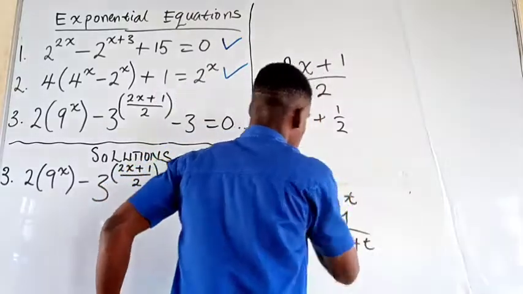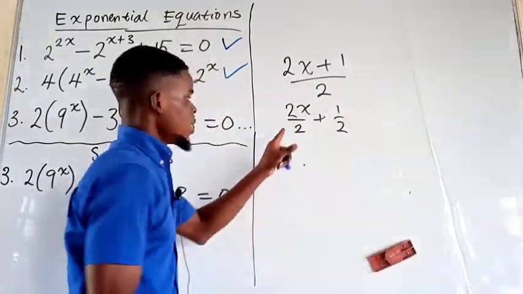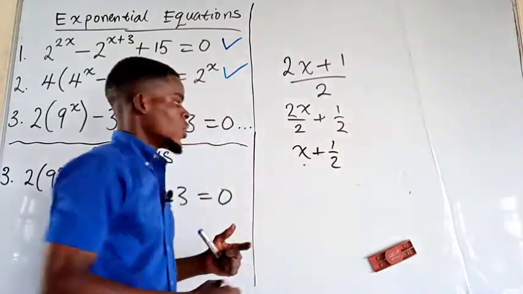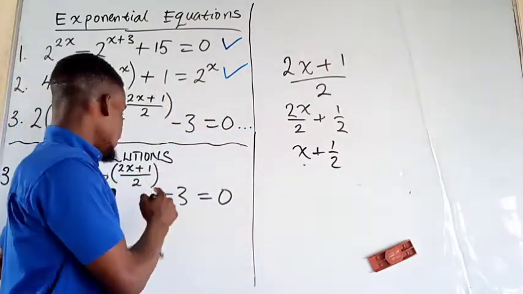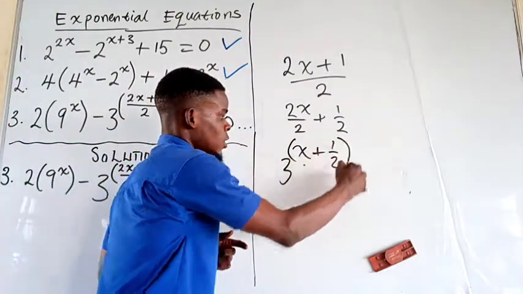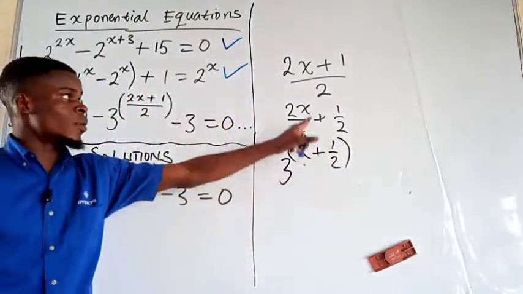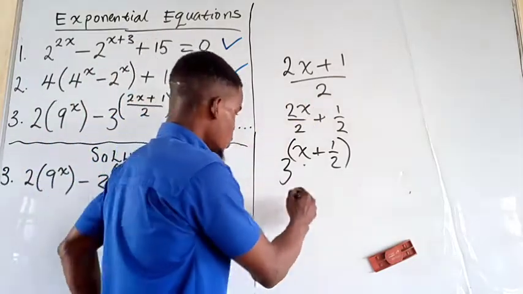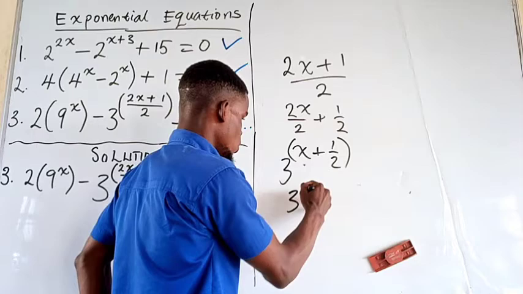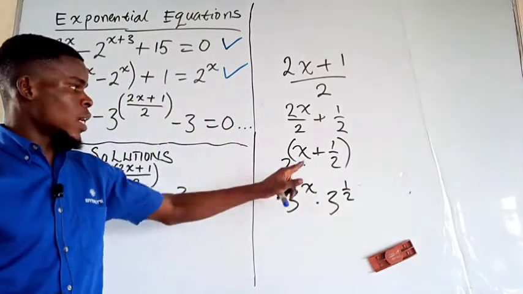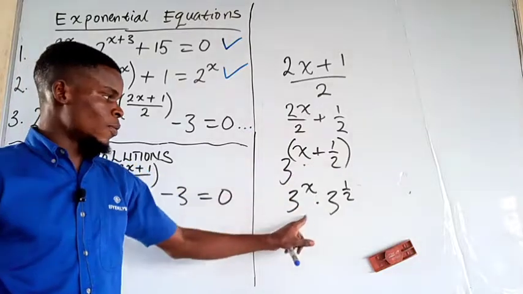Great. Now here we see that 2 and 2 will cancel, and we're just having x plus 1 over 2. And remember, we were having 3 raised to the power of that. That means this can also be taken as 3 raised to the power of that, because this has been reduced to this form. And from what we've learned already, we will know that this is the same thing as 3 to the power of x times 3 to the power of 1 over 2.